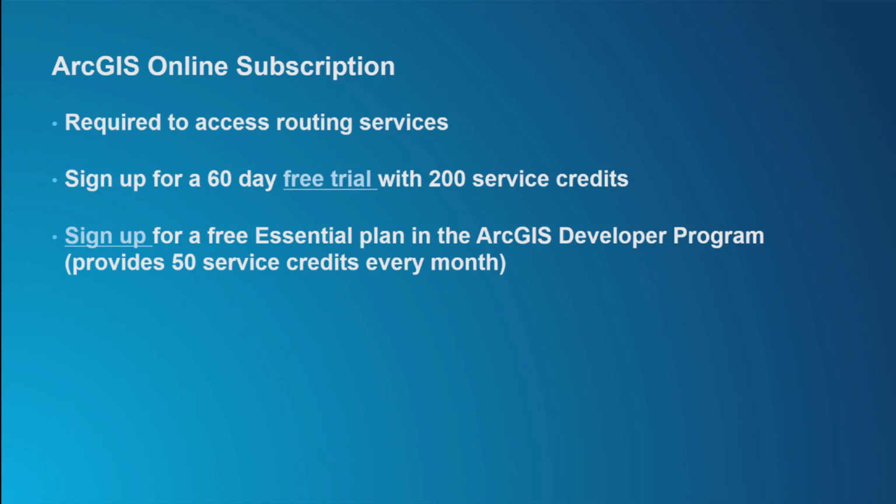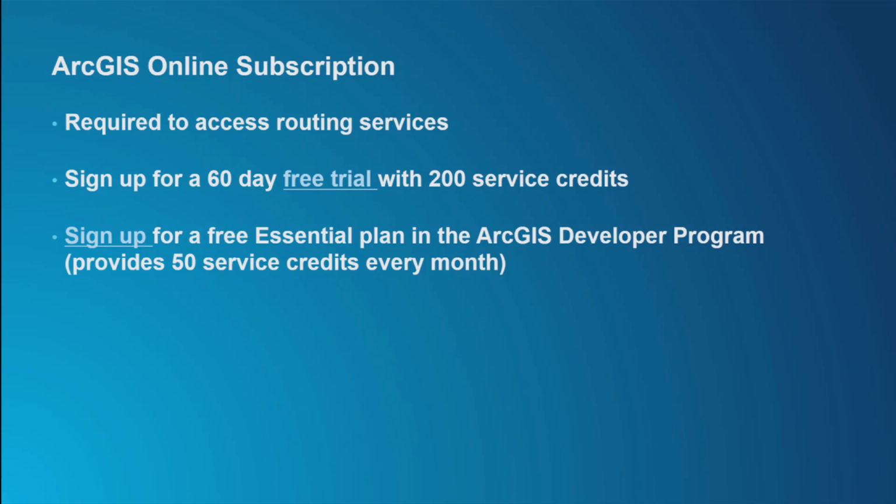Okay, so first thing is you need an ArcGIS Online subscription. If you're new to this, you can always get a free trial, which will give you 200 service credits, so you can try out all the services without requiring anything. Or if you want to sign up for the ArcGIS developer program, there is an essential plan which gives you 50 credits every month that you can use to develop against these services. You cannot deploy in production, but as you're building your app, you can always get 50 credits every month.